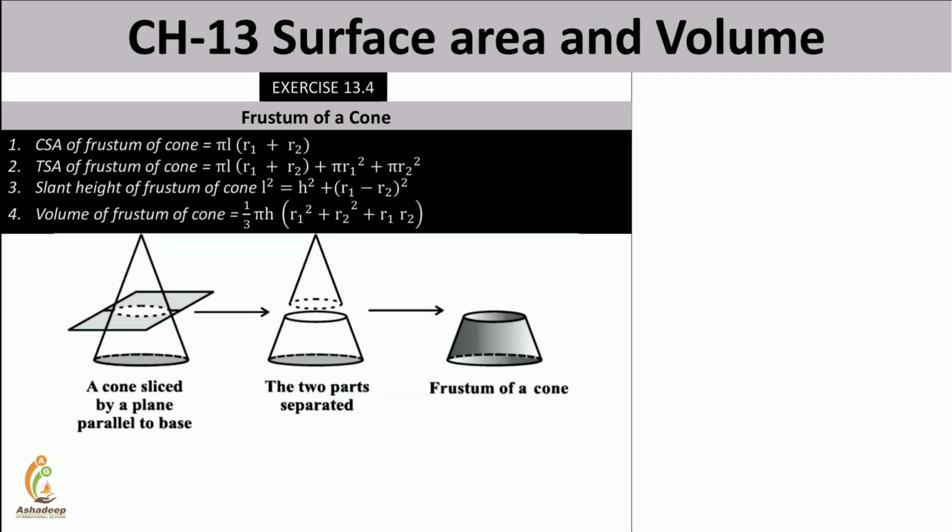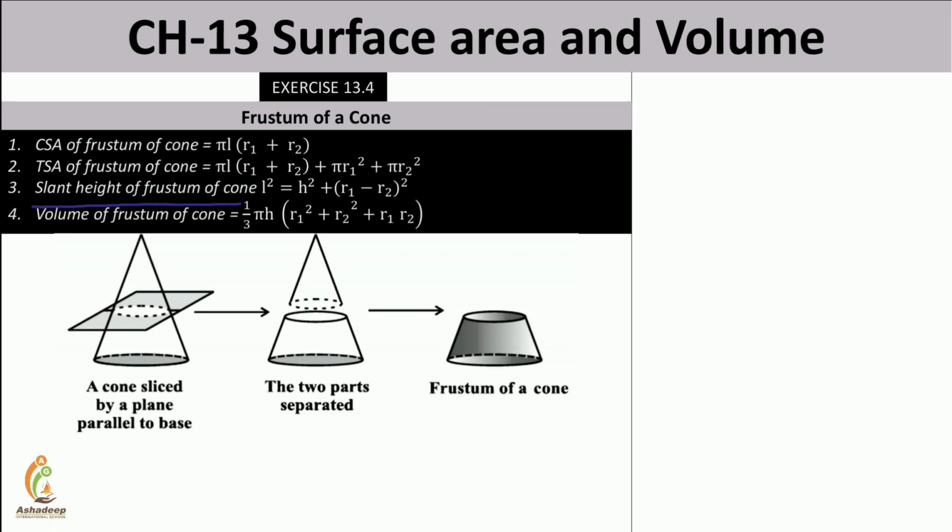Right, so let's start. Let's revise the formulas first. The curved surface area of the frustum of a cone is pi r in bracket r1 plus r2. That we already saw in the previous lecture. I just revised it today. The total surface area of the frustum of a cone is nothing but the curved surface area as it is plus pi r1 square plus pi r2 square.